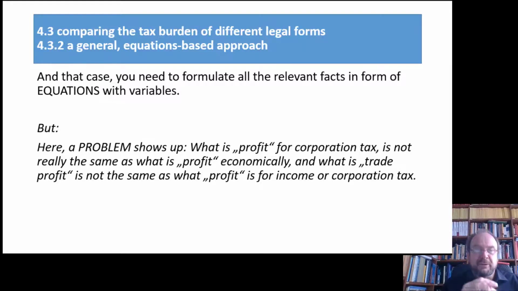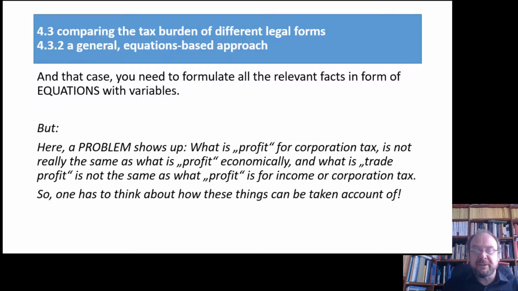And then when you go to trade tax, the trade tax base is again different. So if you add up the profit here and the profit there, then you don't have comparable amounts. And how can you formulate this into a mathematical equation in a way that you can add it up and compare it?